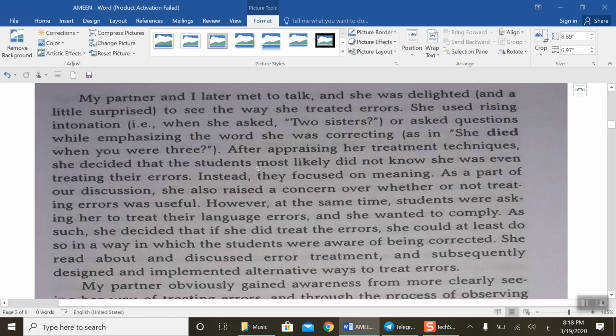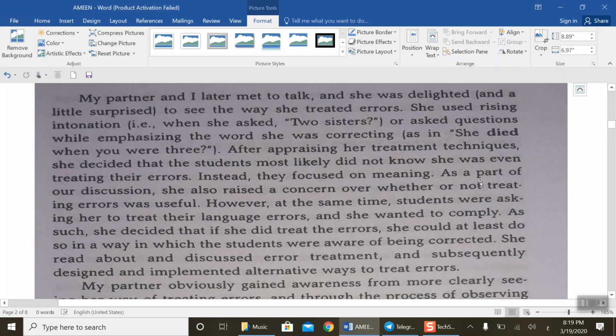Okay, this is an important point. The students didn't know she was even treating their errors. The students didn't notice that the teacher was correcting their errors. They made some errors, and the teacher tried to correct their errors, but the students didn't notice this. They didn't know that the teacher was correcting their errors. Instead, they focus on meaning. The students focus on meaning, not on the mistakes.